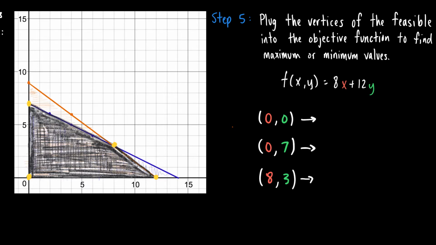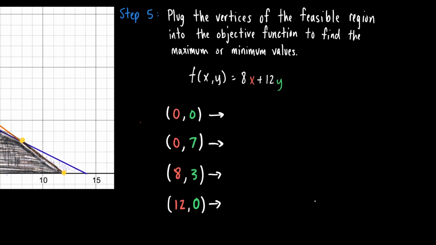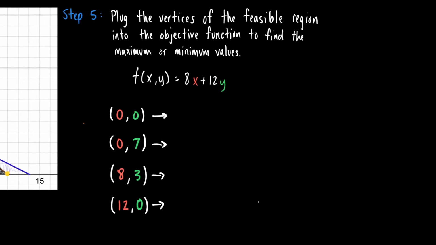And then the last one I want to check is right here, and it happens to be at 12 for the x and 0 for the y. It would be interesting if that one was actually the one who produced the most. Okay, so all we're going to do now is take this objective function right here, and multiply the x value by 8 and the y value by 12 and see which one of these turns the biggest amount of storage space.